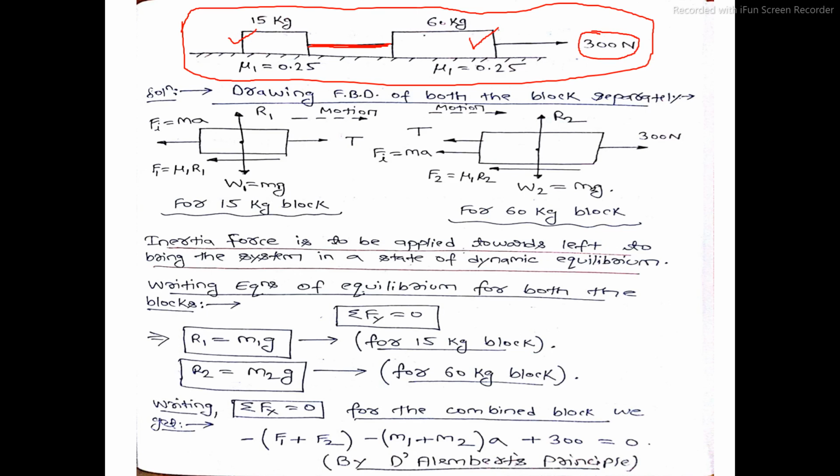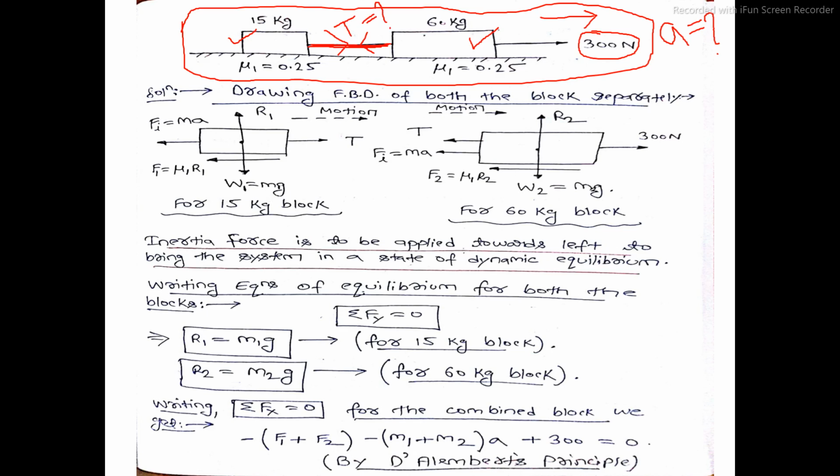As a result of which, what will happen? Both the blocks, that is the 15 kg block as well as the 60 kg block, will move in this direction with some acceleration. How much is that acceleration? That you need to find out, as well as how much is the tension generated in this string. Let this tension be T. This you need to find out.